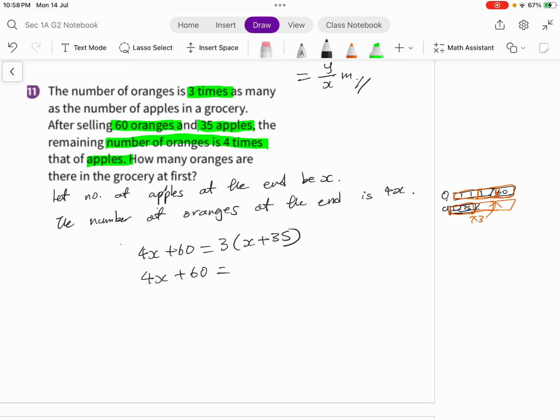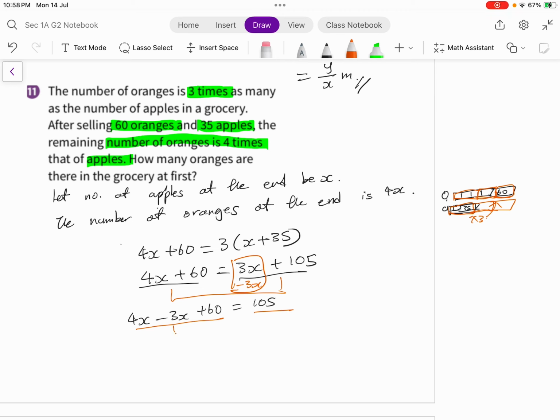So again, 3 sets of x plus 35, 3x plus 105. Doing the balancing method, I want to minus 3x, I'll get 0 here. So this side will be 4x minus 3x plus 60, equals 105. I'm just doing this for sure. If you understand, you actually don't need to do this method.